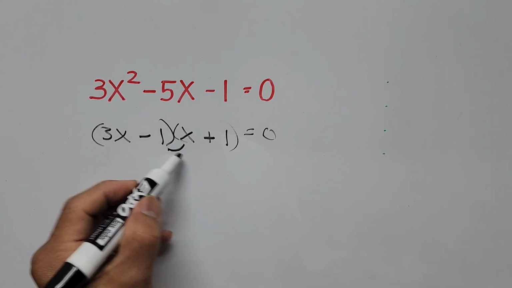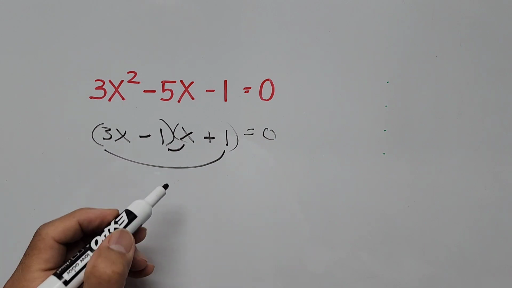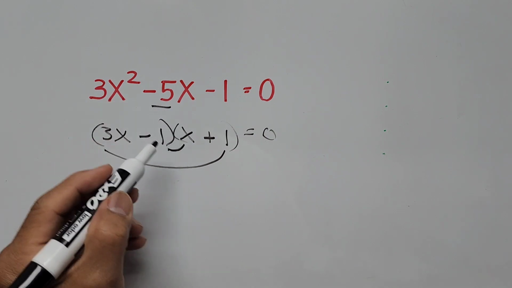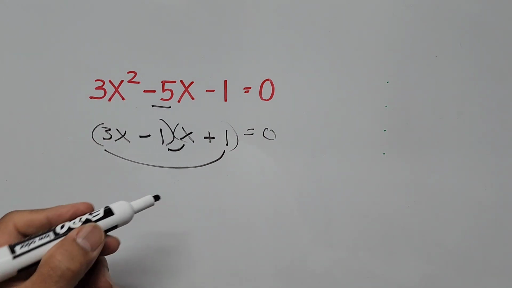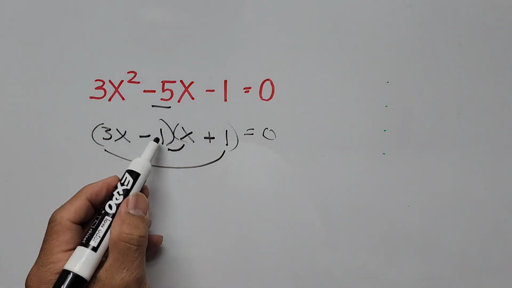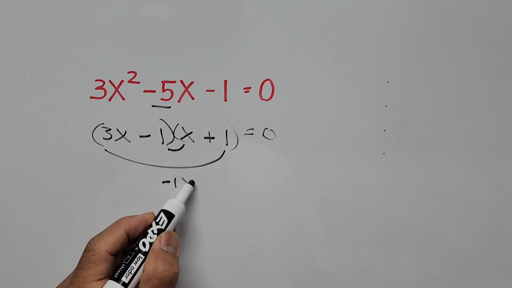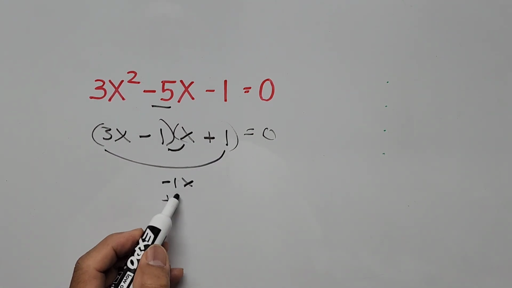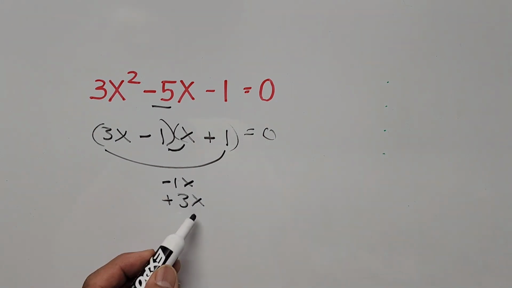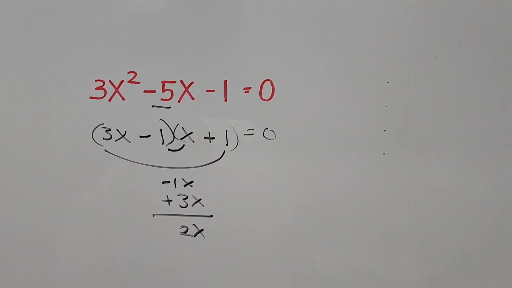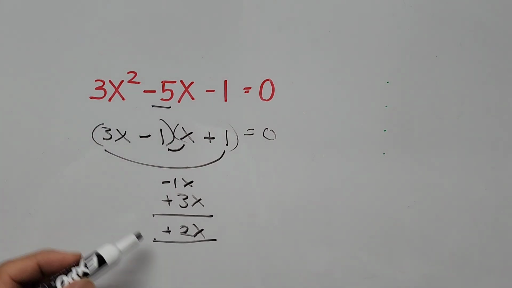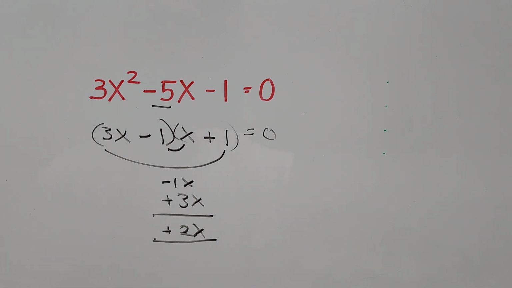So if we multiply these terms right here and add them, we should end up with negative 5 as the coefficient of the second term. If not, that means this is not factorable. So we have 1x, that's negative, and 3x times 1 is positive 3x. So we have the sum of 2x, it's positive 2x. But then we have here negative 5x. So this simply means it's not factorable. So we do the completing the square method.